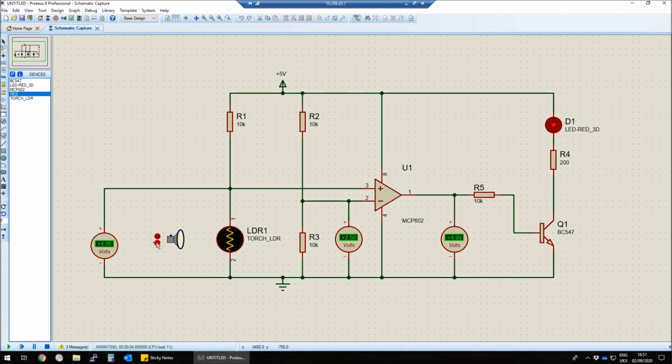In the second half, we will look at the PCB layout, including the package and pin identification for the op-amp chip.